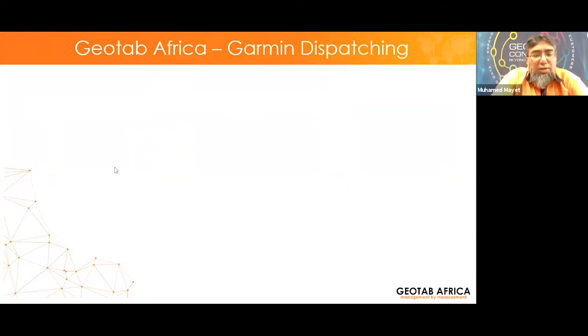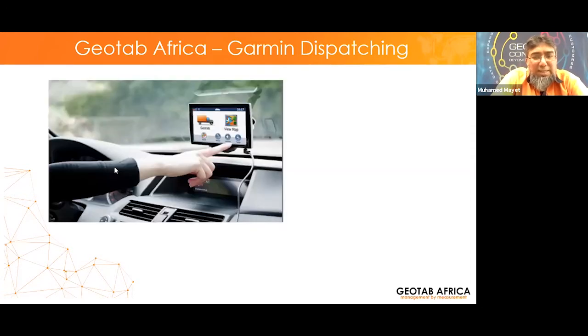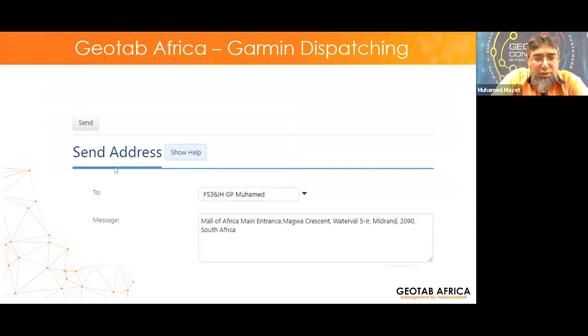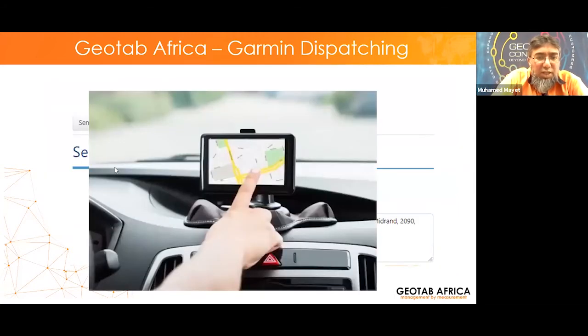With Geotab, we also have the Garmin dispatching. With Garmin connected to the Geotab device, Geotab can send custom addresses or messages to the driver, assisting him in getting to his client in time. On the My Geotab software, by right-clicking on an address, you can dispatch the vehicle to the exact location. So the driver doesn't waste time trying to find the address or type the address on the Garmin. The My Geotab user sends the address from the map location and the driver will get the notification. Once the driver gets a notification, he can acknowledge and the Garmin will route him to that location.